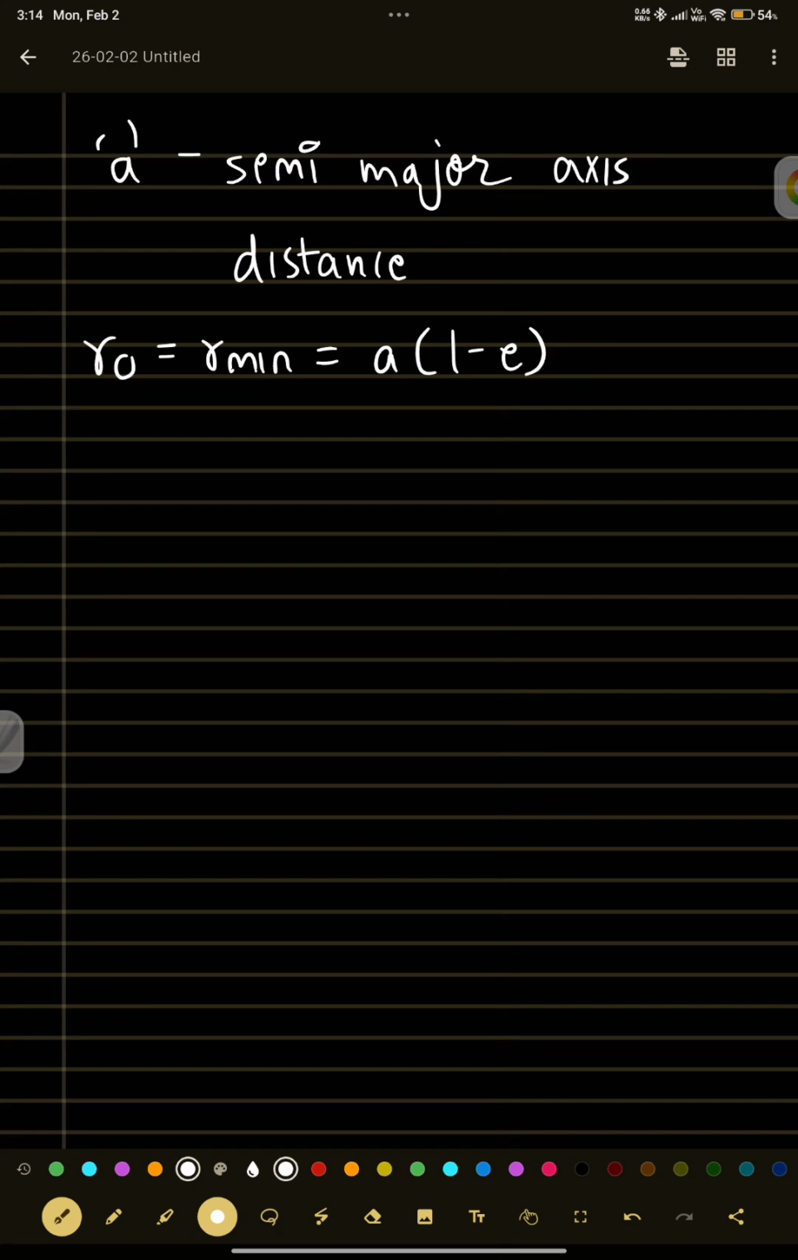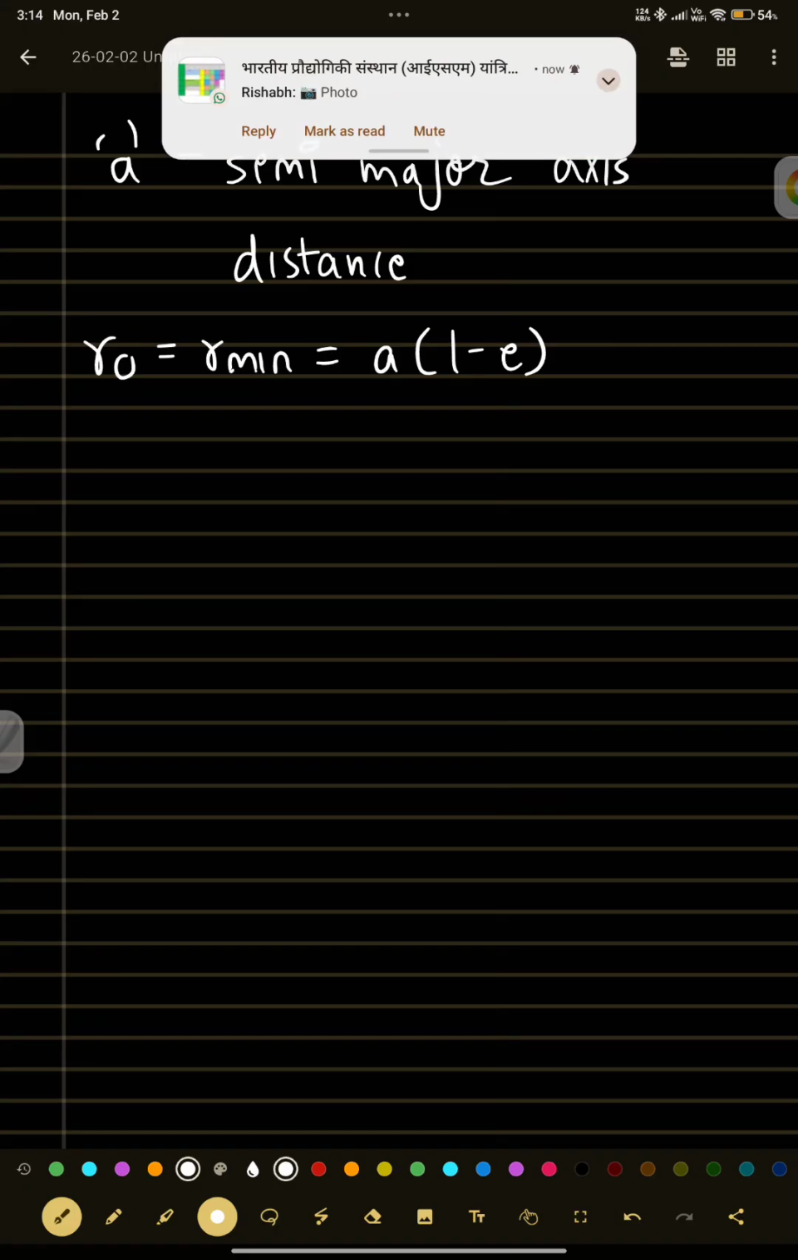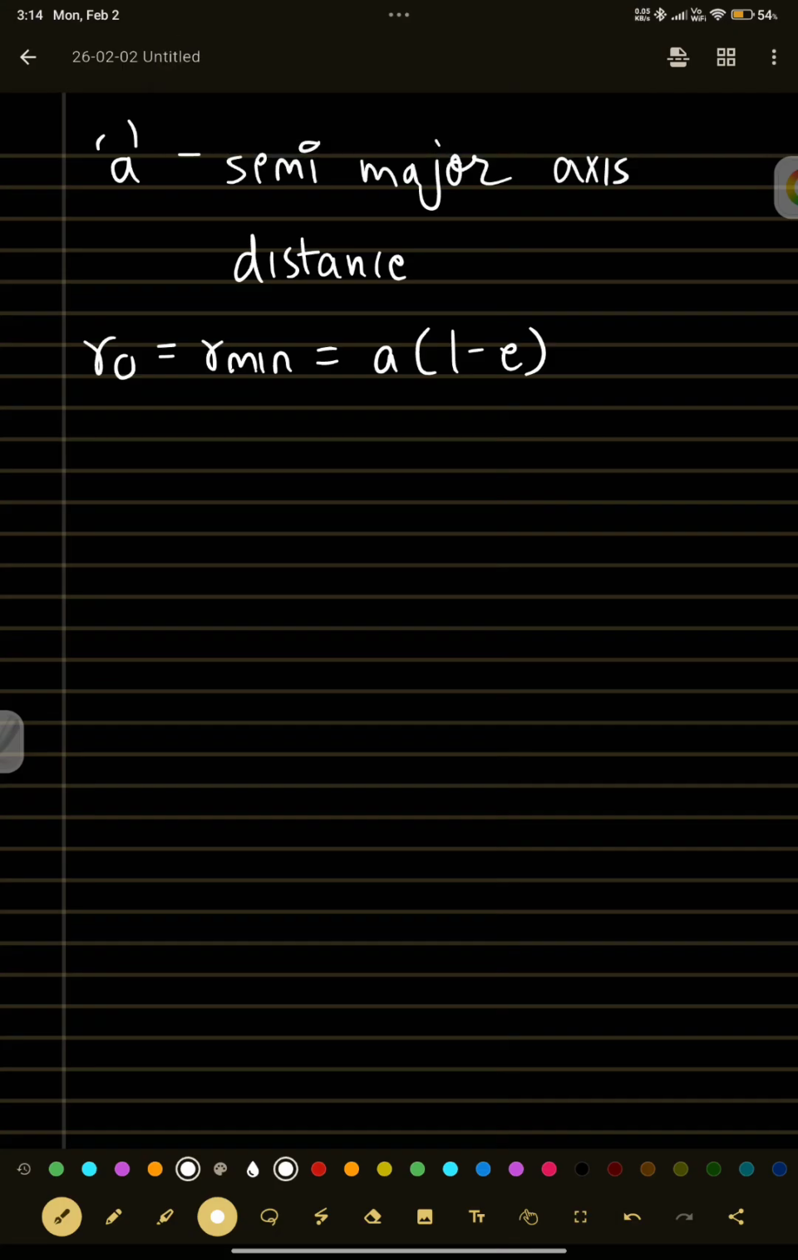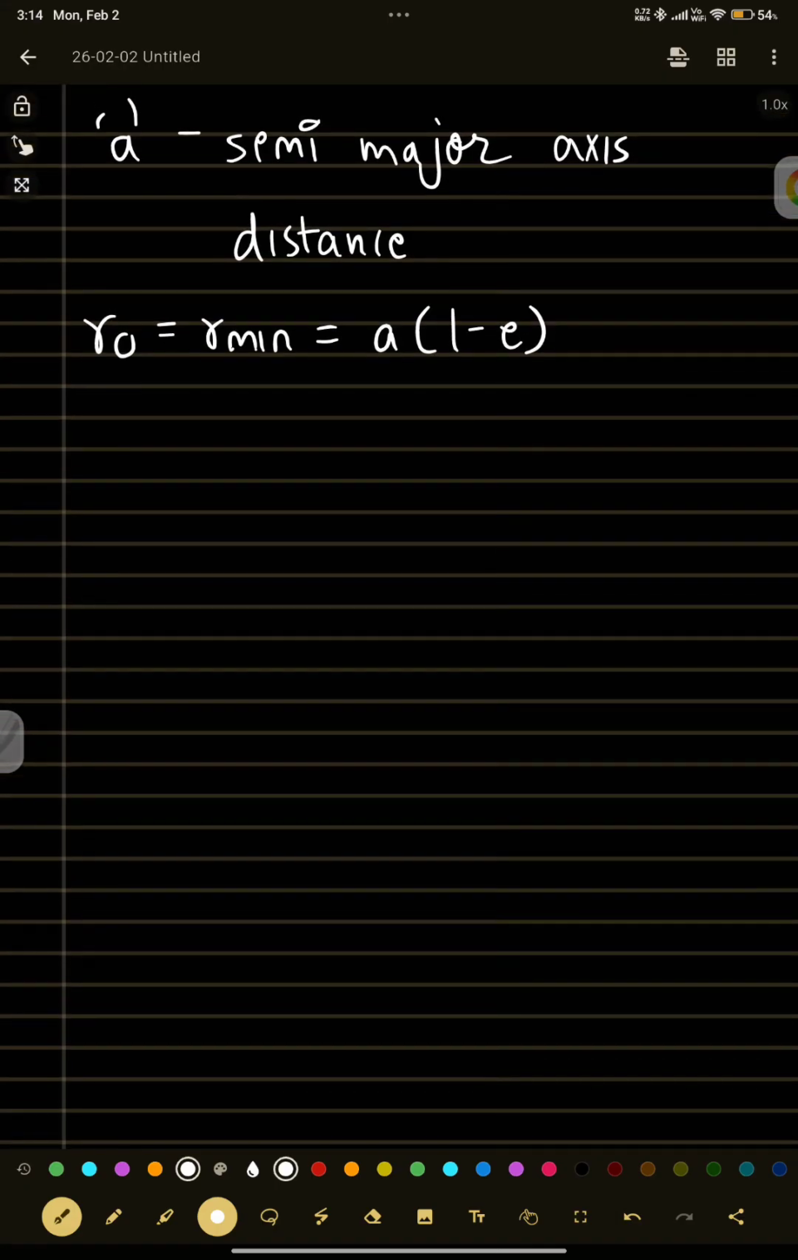Straight trajectory. A is the semi-major axis distance. So if you know the launch location and if you have already determined E from this expression, you can get the semi-major axis. But there are a few things which you should know, which Kepler told about elliptic orbits.